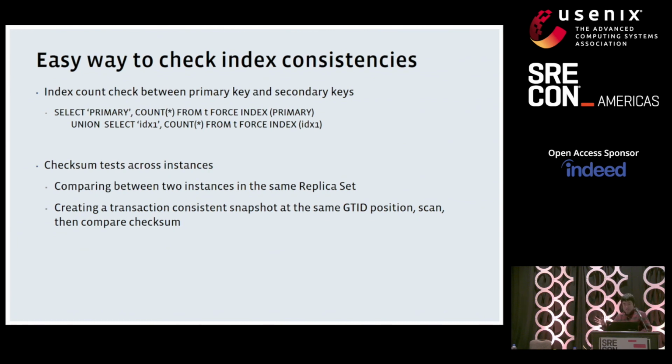An easy way to check index consistency in MySQL is to run a union statement. Select the count from the primary key, and union it with the select count from a different index, then compare the records. This was one of the easiest ways of finding the mismatches.